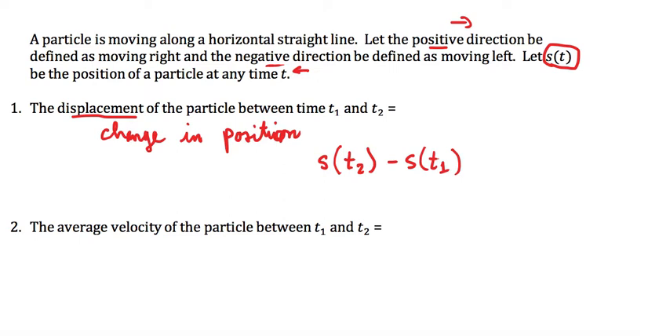Alright, let's keep going. The average velocity, remember, is the change in position, or the displacement, over the change in time. So we can represent this as s of t2 minus s of t1, all of it over t2 minus t1. So this is, again, really just a slope equation.